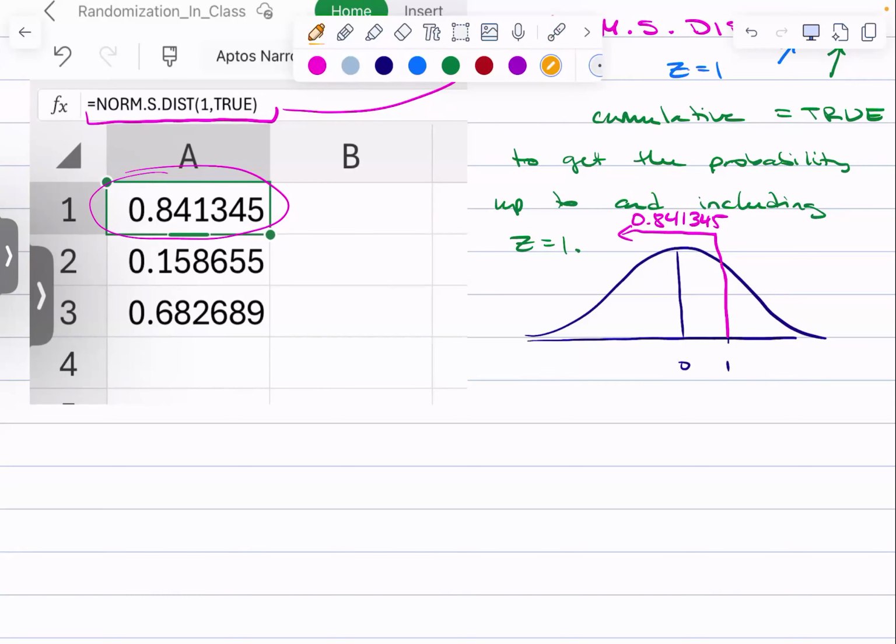But also, that means the probability or the area above 1 is going to be 1 minus 0.841345. So you don't need to make that adjustment of, okay, well, one of them uses 1 and one of them doesn't. We ignore that. Okay? And so we have 1 minus 0.841345.